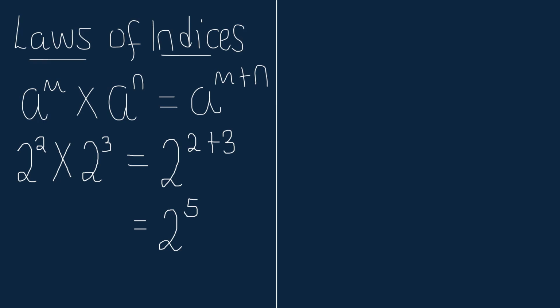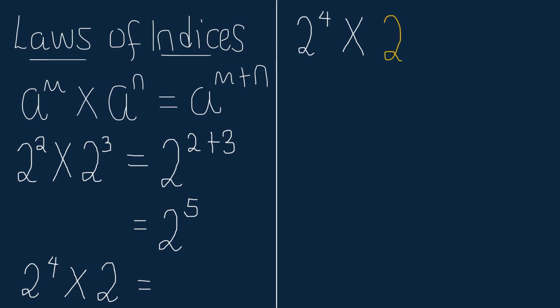Another quick demonstration would be 2 raised to power 4 multiplied by 2. Notice that there is no power on the second 2. The power is there, but it's not obvious. When solving a problem with a base that does not have an obvious power, it is okay to introduce power 1. Effectively, the next solution step would involve adding the powers.